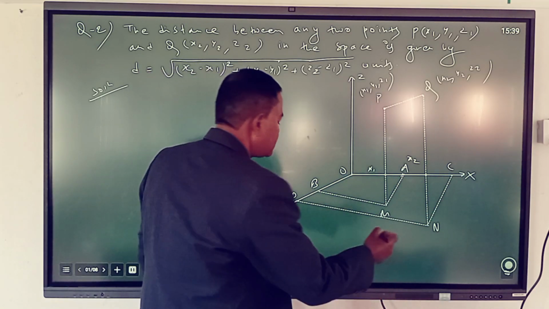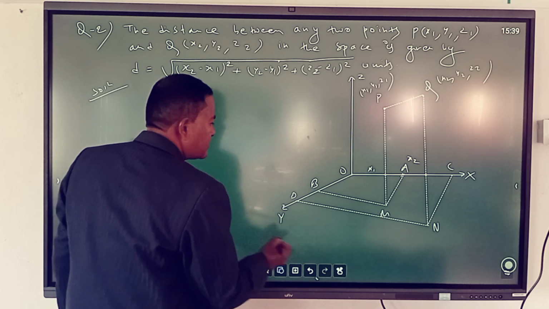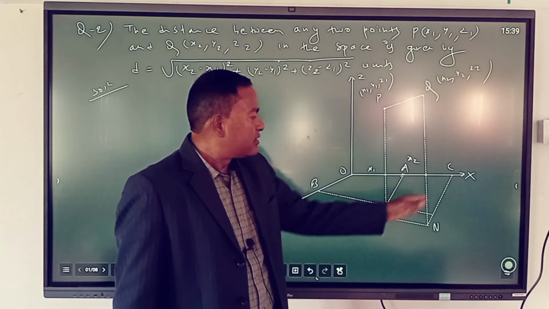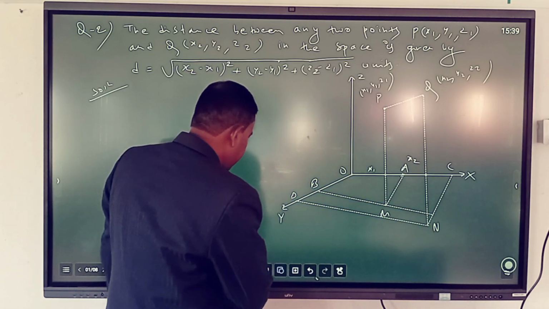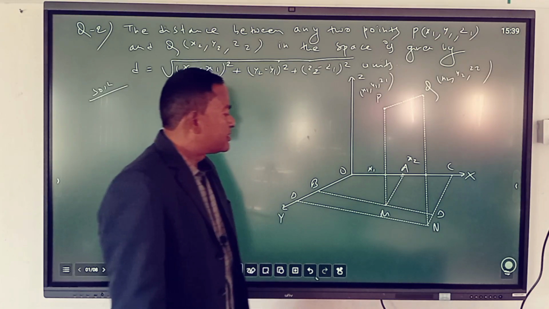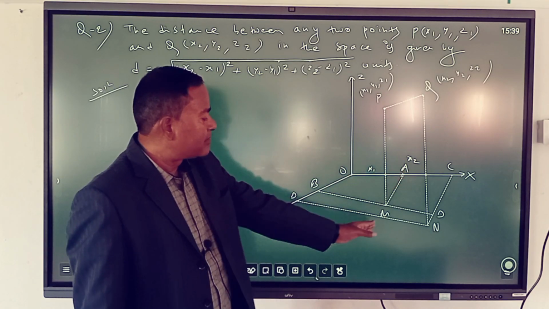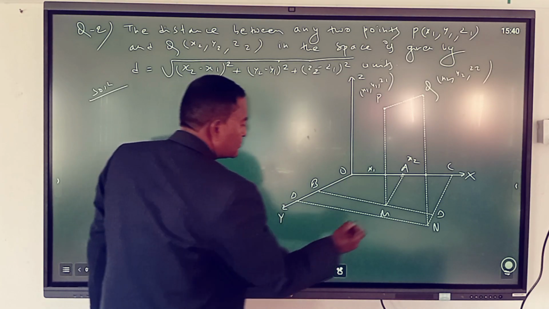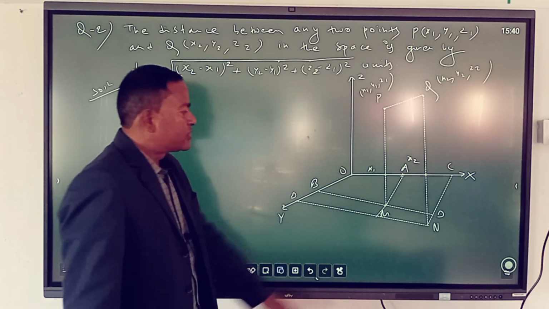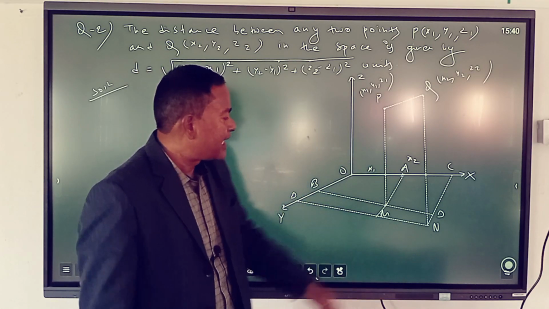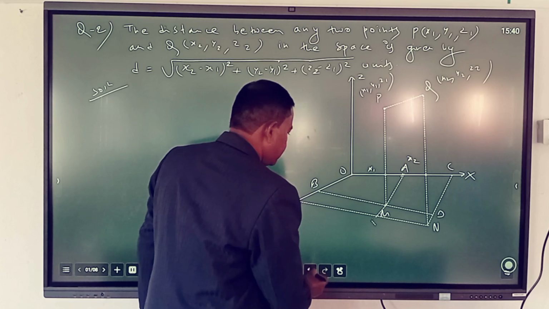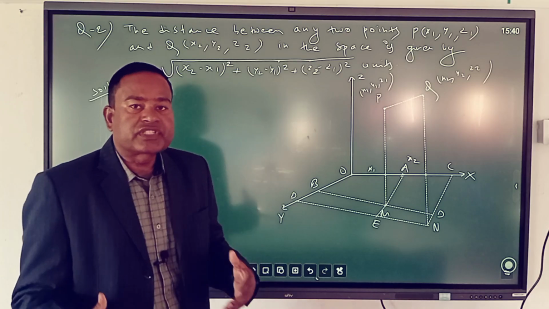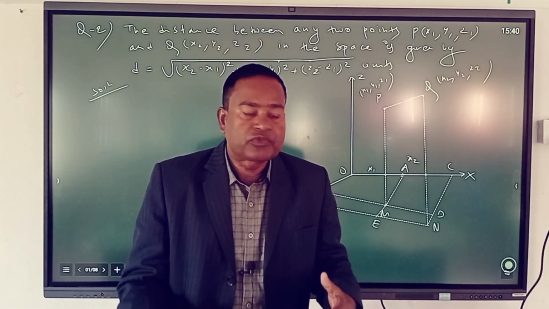So dear student, let us produce the line BM to meet the line CN at the point D. Again, let us produce the line AM to meet the line DN at E. So these are the constructions we need to find the distance between any 2 points in space.